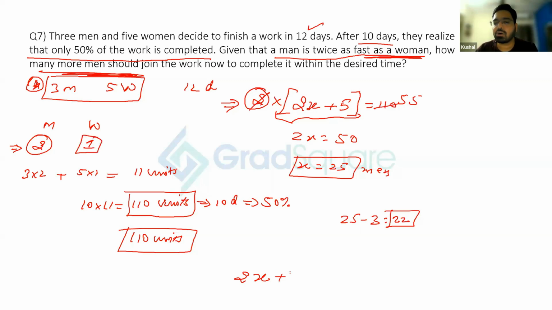So as a group, the new number of men were x and women were 5. So they'll finish 5 units. So 2x + 5 will be the work done by the group in 1 day. They are working for how many more days? 2 more days. And in 2 days, they'll have to finish the job. How many units? 110 units. Does it now make sense, Ishan?